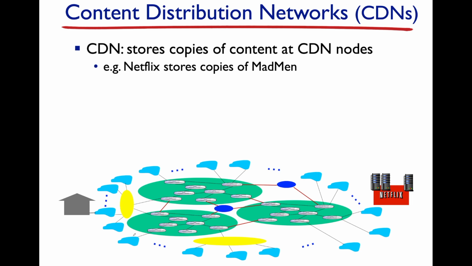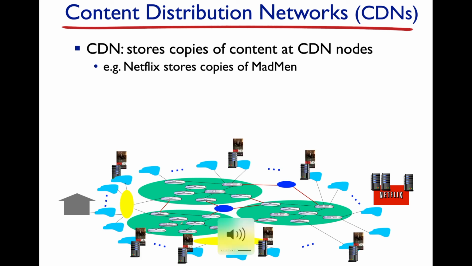Now, the CDN stores copies of content at so-called CDN nodes, and for example, Netflix might store copies of a movie like Mad Men in different locations. And so here we have Netflix, and Netflix might store, and this is the deep version, it might store copies of Mad Men in CDN server node instances inside of the various access networks.